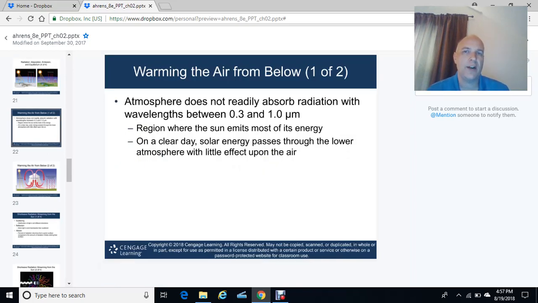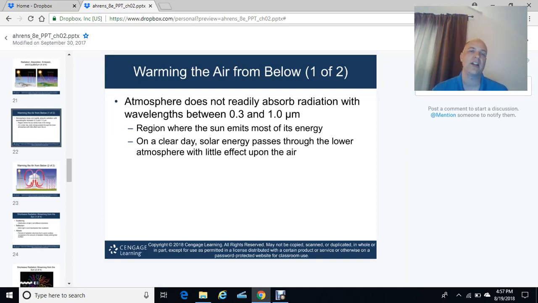Now, warming the air from below, the atmosphere does not readily absorb radiation. This is the selective absorber thing that I mentioned. Due to the atmospheric gas composition, the atmosphere does not readily absorb radiation with wavelengths between 0.3 and 1 micron, the region where the sun emits most of its energy. On a clear day, solar energy will pass through the lower atmosphere with little effect upon the air.